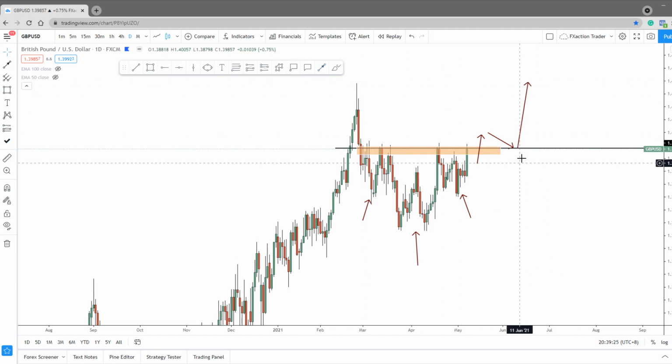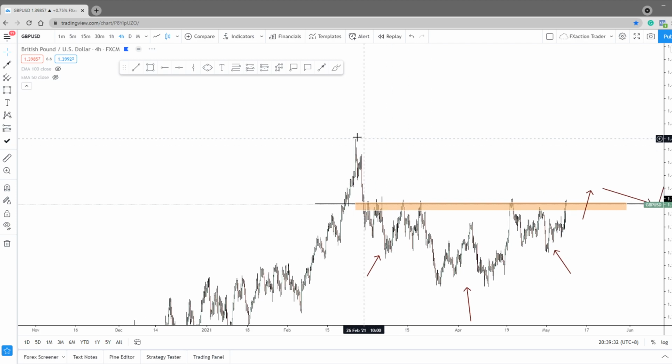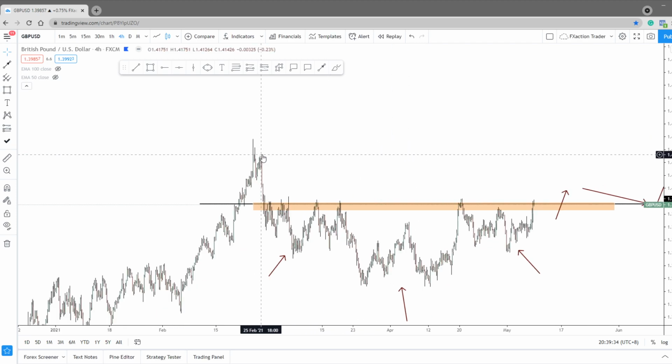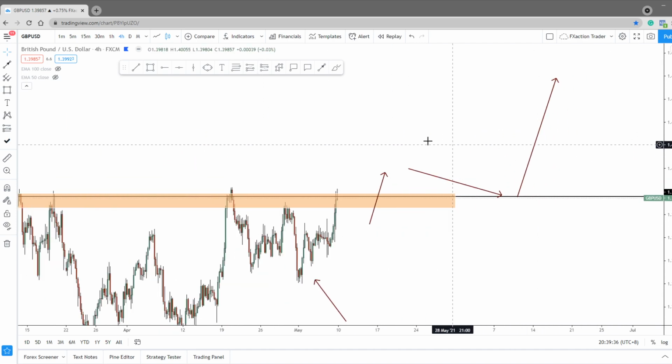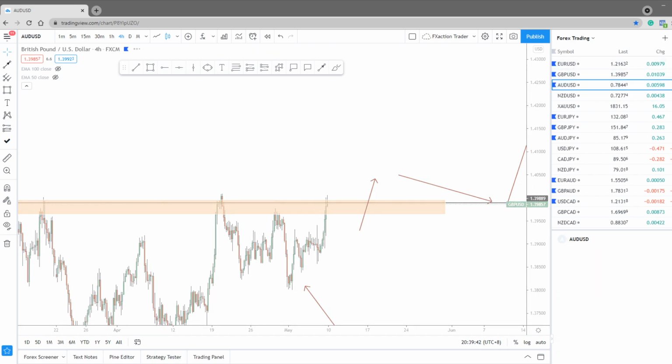So here, we are going to enter for a buy trade, and the market is likely to retest the previous high at 1.418. All the pairs against the dollar are in a very strong bullish trend. So let us move to the Aussie pair.